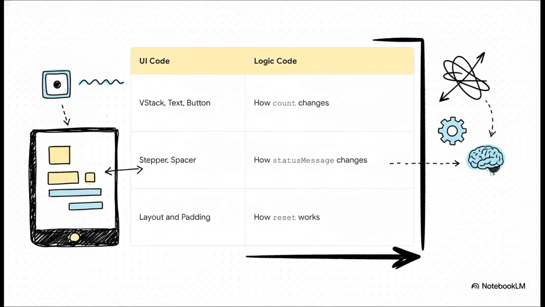And on the other side, we have all the logic. How does the count change? What should the status message be? How does the reset button actually work? Right now, they're all mixed together. Our goal is to pull them apart.